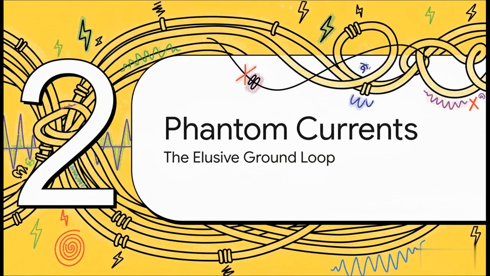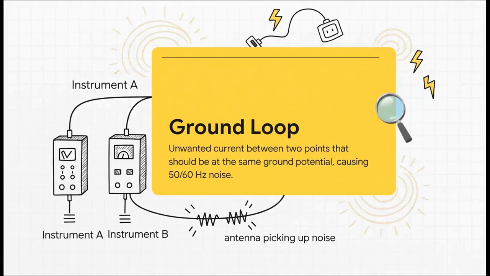All right, let's move on to our next pitfall, and this one is really sneaky. We're talking about phantom currents. These are flows of electricity that have no business being there, but they can wreak absolute havoc on your measurements. And the most infamous of these is the ground loop. You know, in a perfect world, every single ground connection in your lab would be at the exact same 0-volt potential. But in the real world, that never happens.